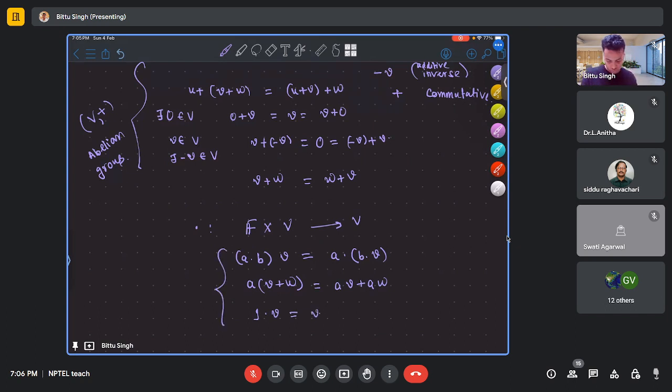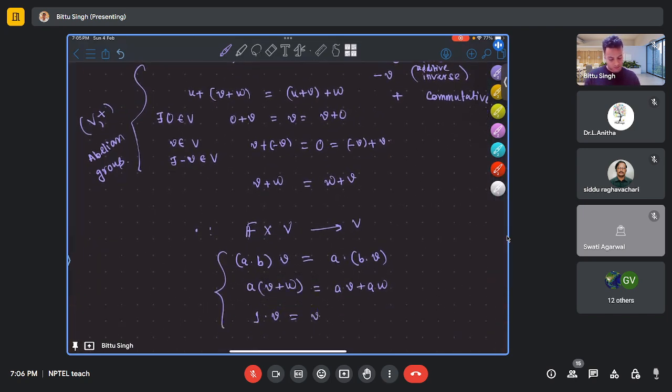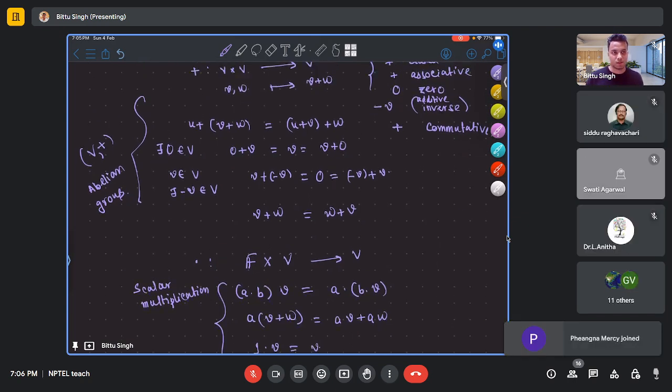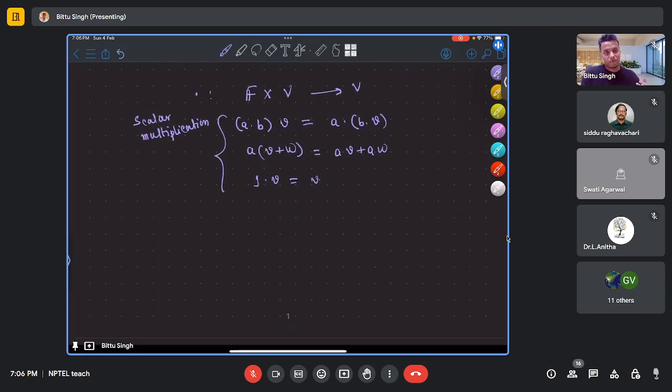So if the addition and multiplication, which we call scalar multiplication, satisfy all the properties, we call the structure a vector space. That is, V is a vector space with respect to addition and multiplication over the field F. Now we are familiar with many vector spaces.